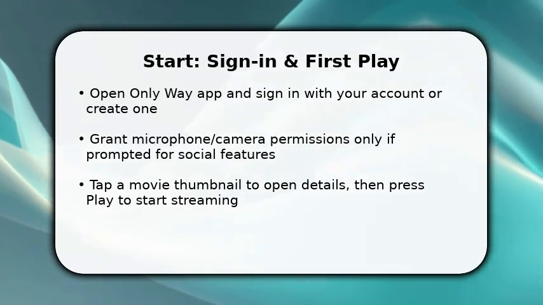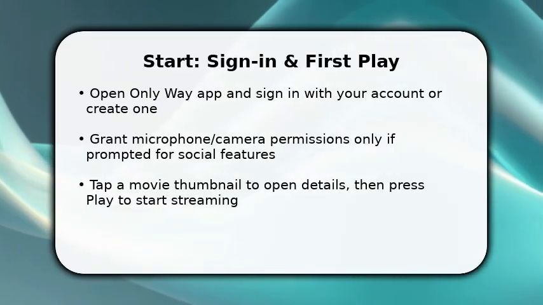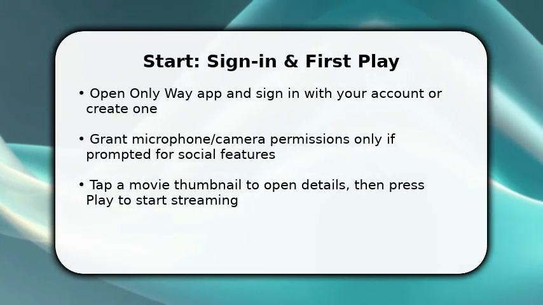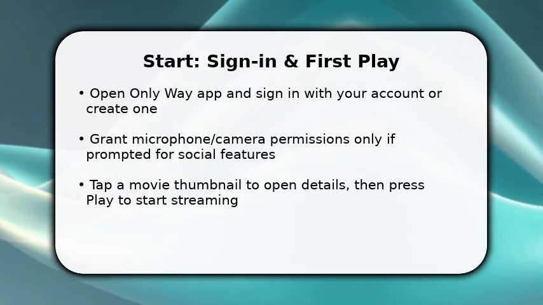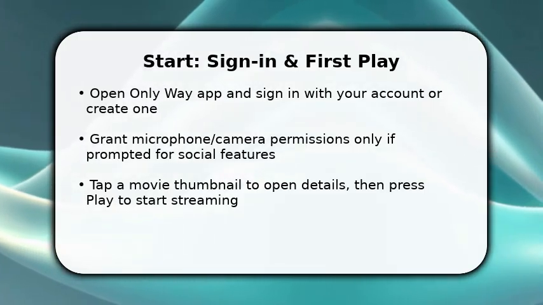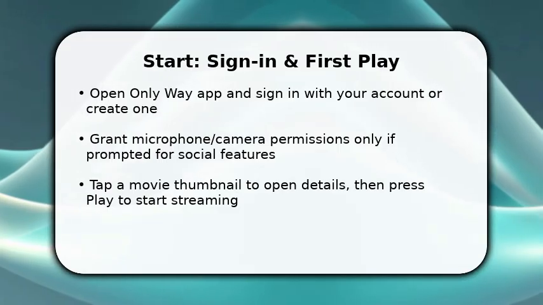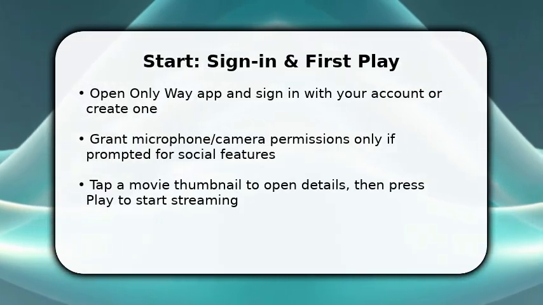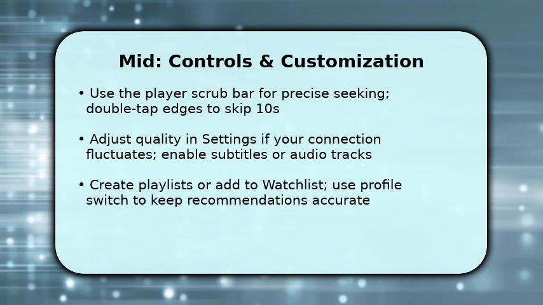Next, find a movie using search or curated rows and tap its thumbnail to view details. Make sure to press play. The player loads adaptive quality based on your connection, so expect a brief buffer before playback begins. Now that playback is running, learn the controls.